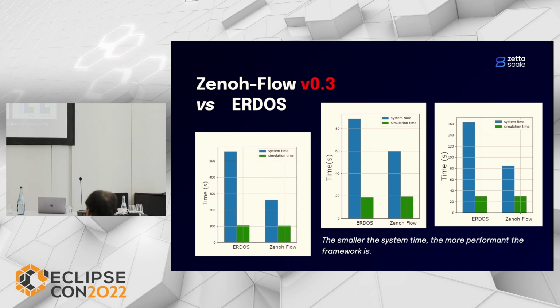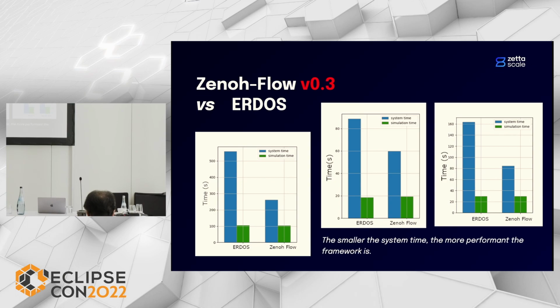As we can see in those graphs, what we think we really improved is this: the simulation time is the same, which means the pipeline always took the same time to run the scenario, but the system time is significantly lower, which means that Zenoh-Flow was able to cope better with the requirements that come from autonomous driving. For a simulation of around 100 seconds, we took a little bit more than 250 seconds.